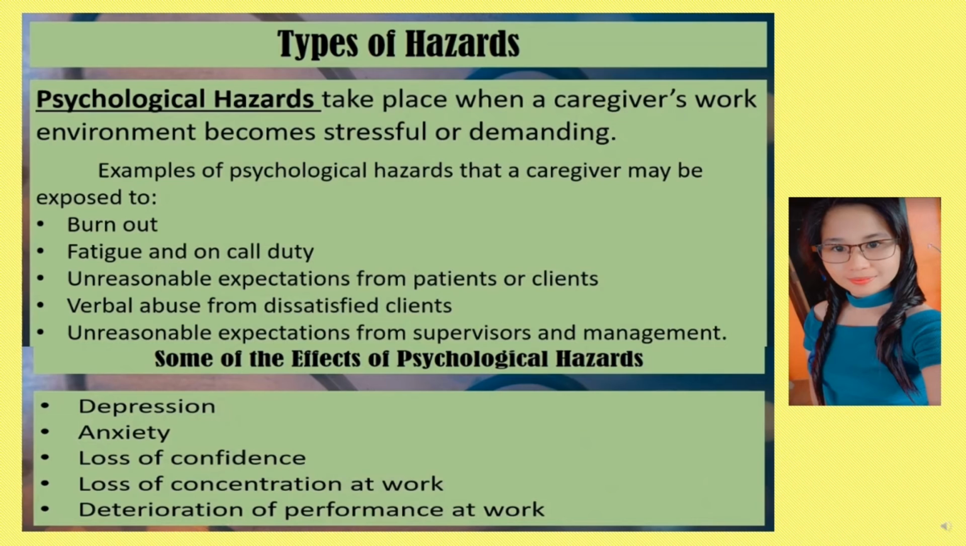Number 5 type of hazard, we have psychological hazard that can take place when a caregiver's work environment becomes stressful or demanding. Examples of psychological hazard that a caregiver may be exposed to: burnout, fatigue, and on-call duty, unreasonable expectations from patients or clients, verbal abuse from dissatisfied clients, unreasonable expectations from supervisors and management.